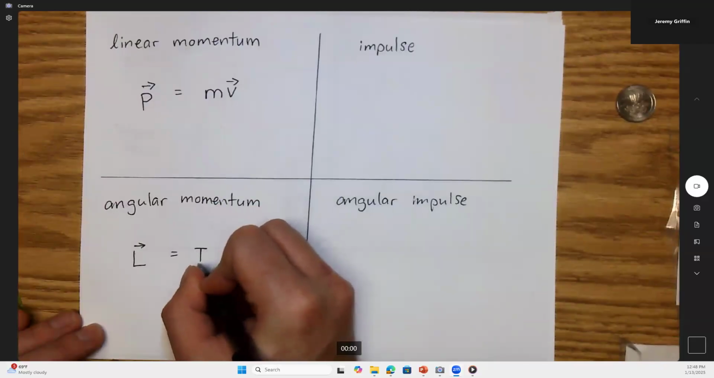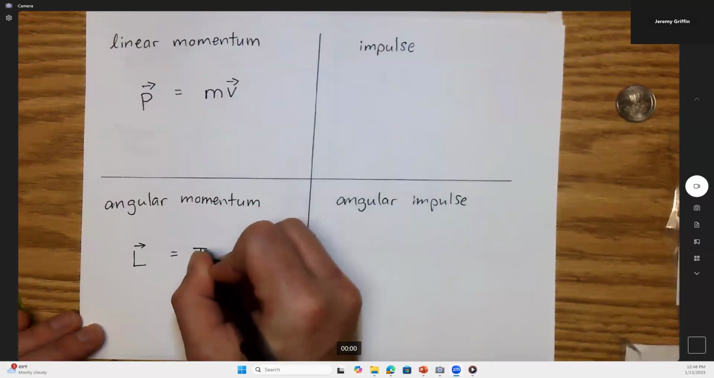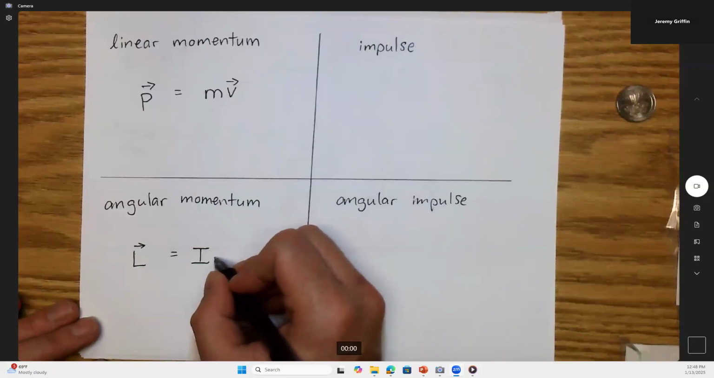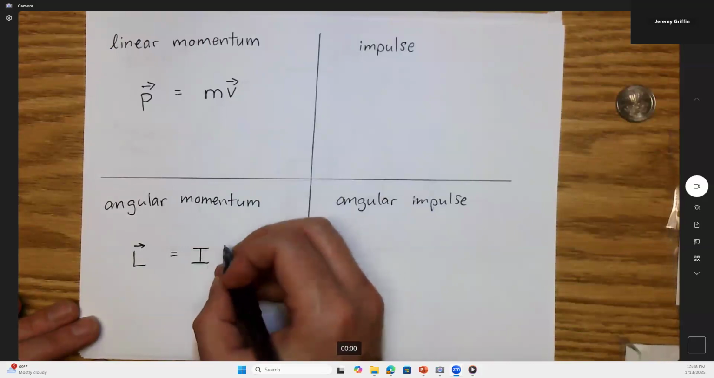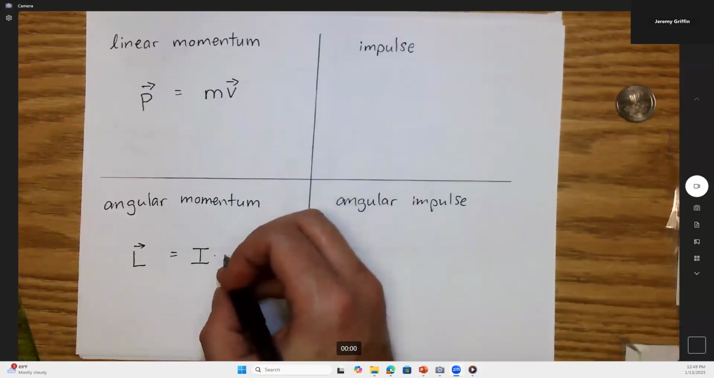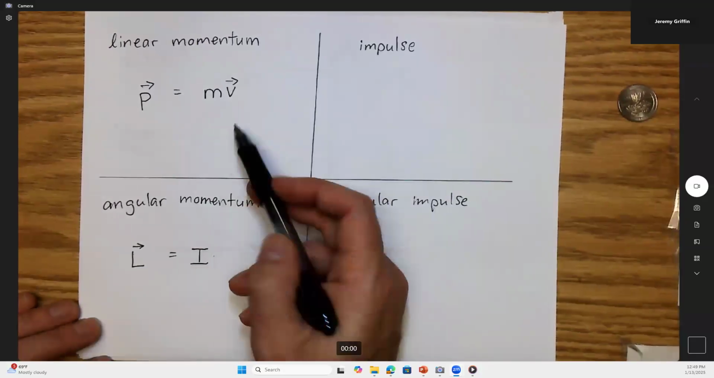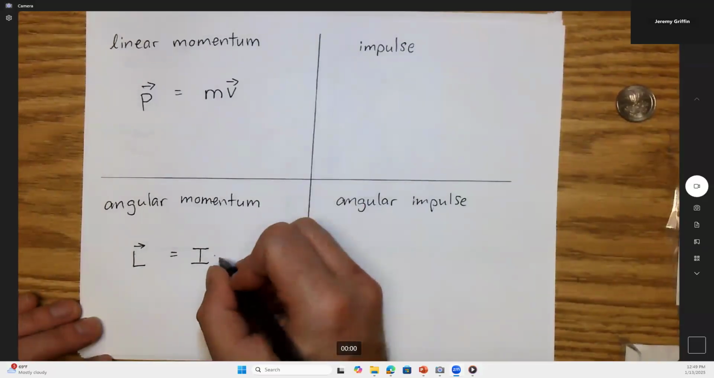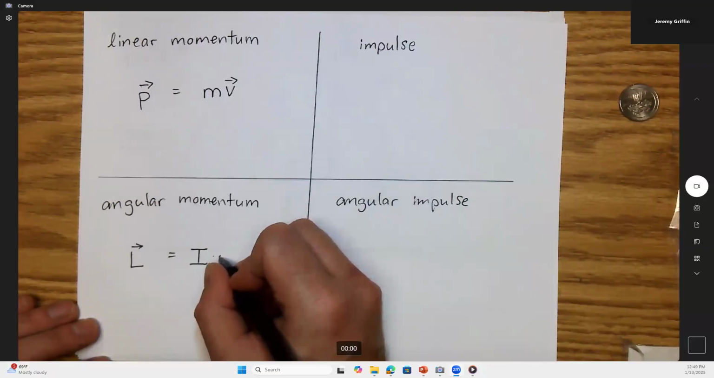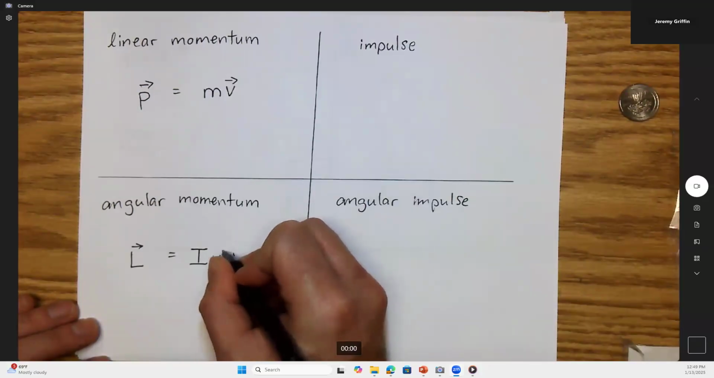I, capital I. So for a point mass, it's mr squared. And if it's any other shape, it's just the aggregate of all those points, mr squared. So how much mass, but also how is that mass distributed? And multiplied by, guys, what's the rotational version of velocity? What letter is that? It might be Greek. Omega? Guys, remember omega?